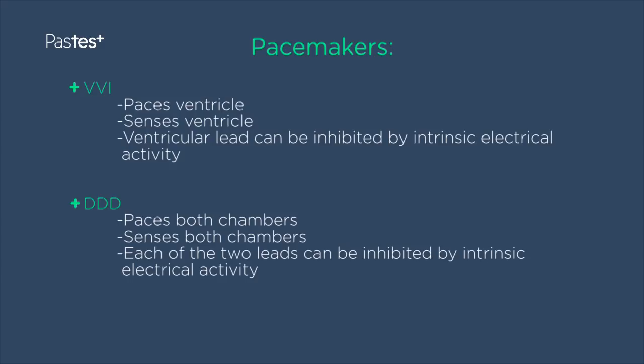So what about a DDD pacemaker, or another pacemaker you would frequently see written in the notes? Well, this paces both chambers, so it can pace both the atrium and the right ventricle. It senses both chambers, so it can sense both the right ventricle and the right atrium. And it has inhibitory function of both of those chambers as well. So if it detects intrinsic atrial activity, it doesn't pace the atrium. If it detects intrinsic ventricular activity, it doesn't pace the ventricle, thereby once again facilitating normal electrical conduction.